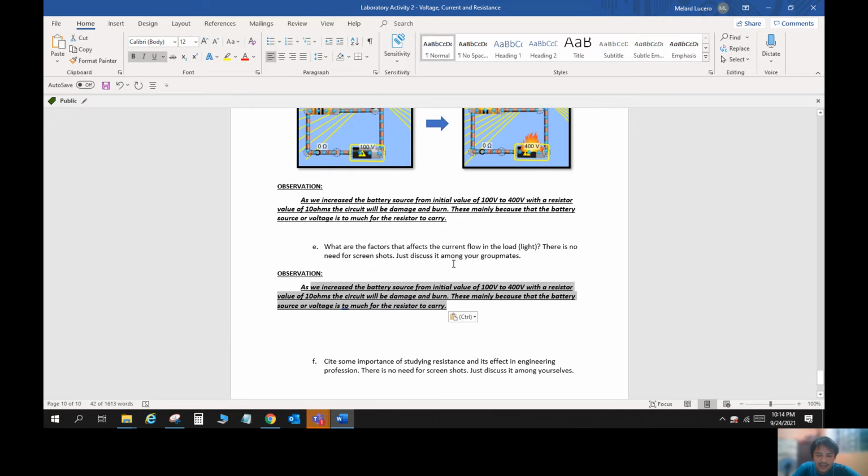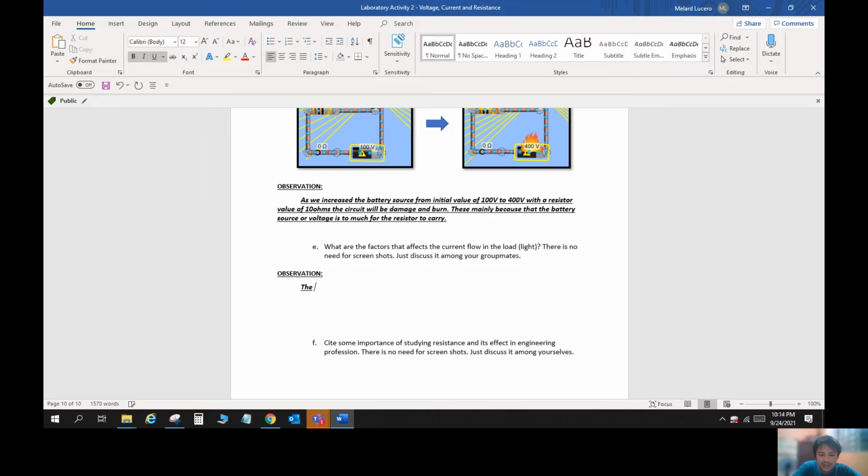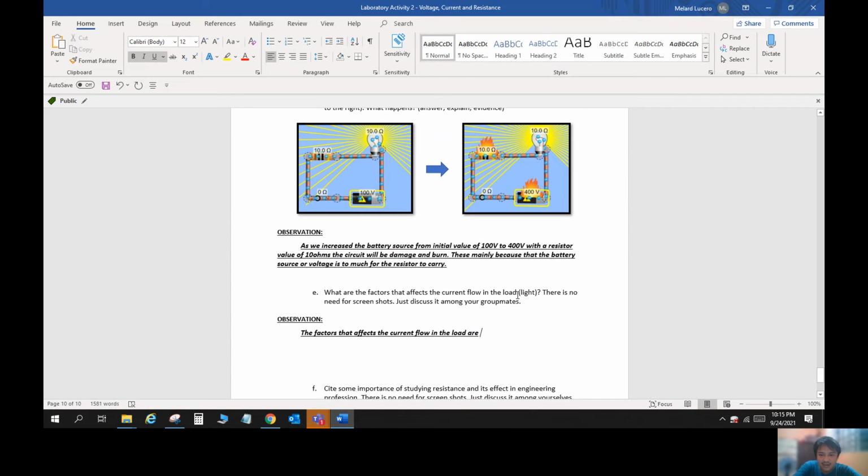So syempre, nakita naman natin the factors that affect the current flow in the load is R. Siyempre, ilalagay natin. So, una, R. Siyempre, dapat complete yung circuit. R. The complete circuit.